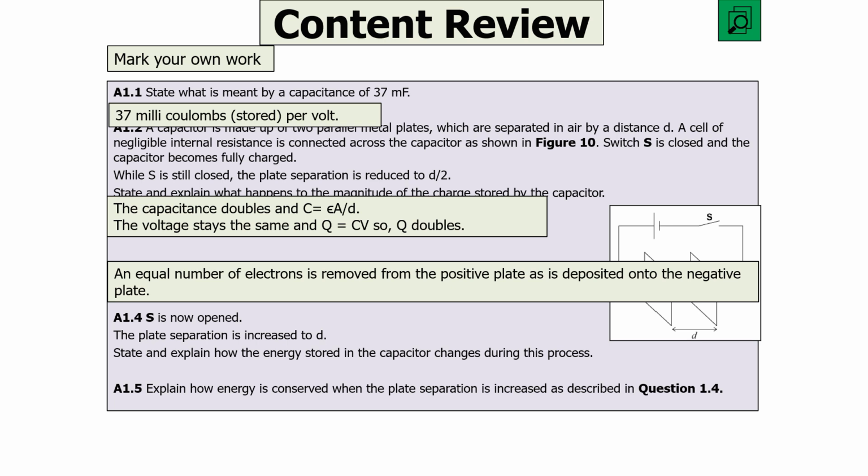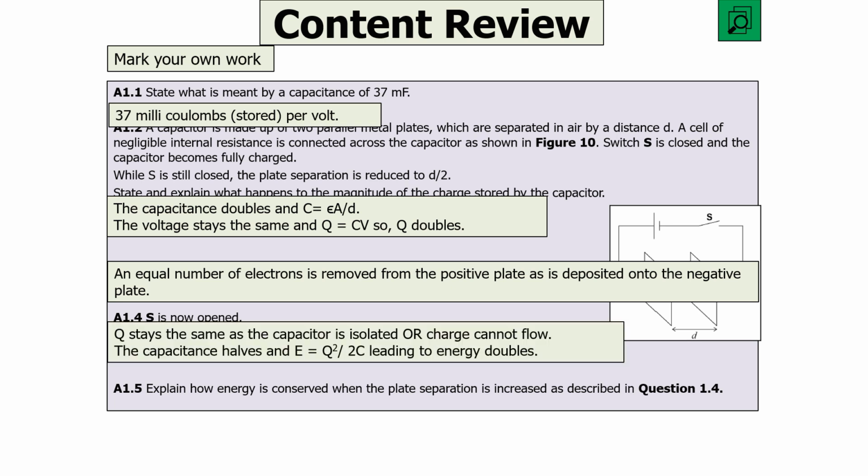In the next question, now because S is now open, there's a break in the circuit, so charge can't flow, so therefore charge has to stay the same. So therefore, what can we say? Q is staying the same as the capacitor is isolated, charge can't flow. So therefore, capacitance halves, and we know E equals a half Q squared over C, so therefore our energy will double because C is now halved.